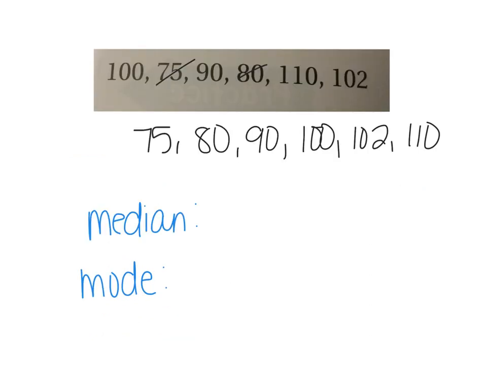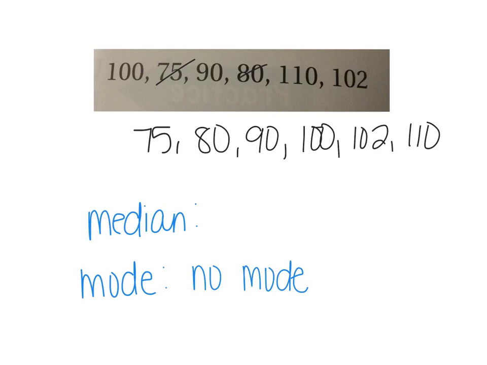Okay, so next example, we're going to find the median and mode of this data set. I went ahead and ordered my data from least to greatest, and I do not see a mode. This time there is no mode. There's nothing that appears more than once. That will happen sometimes. You will sometimes have a data set that has no mode. Sometimes you'll have a data set that has more than one mode.